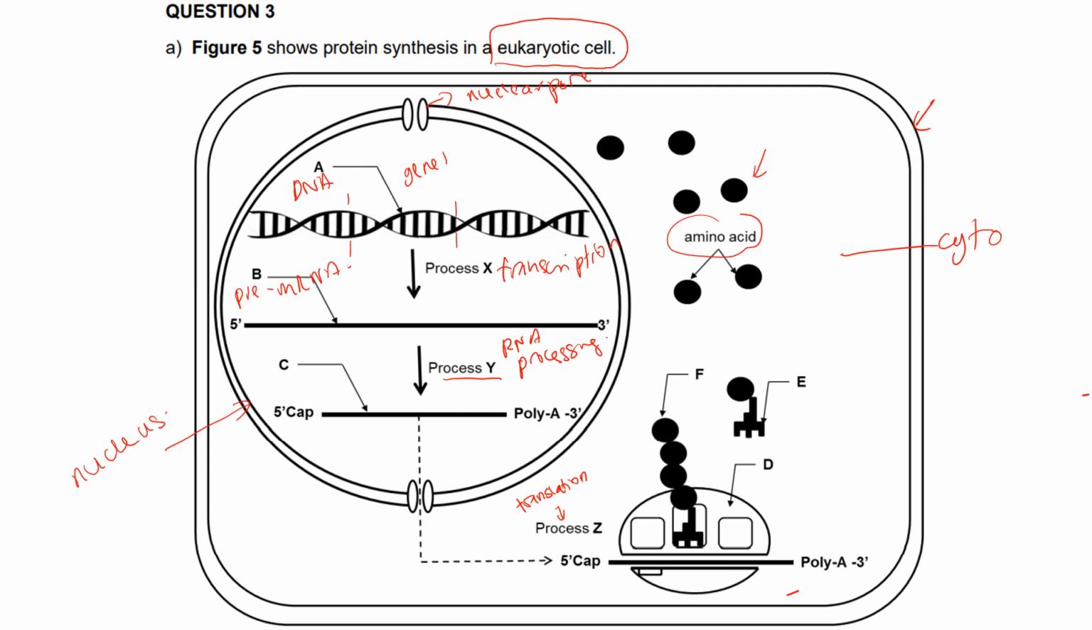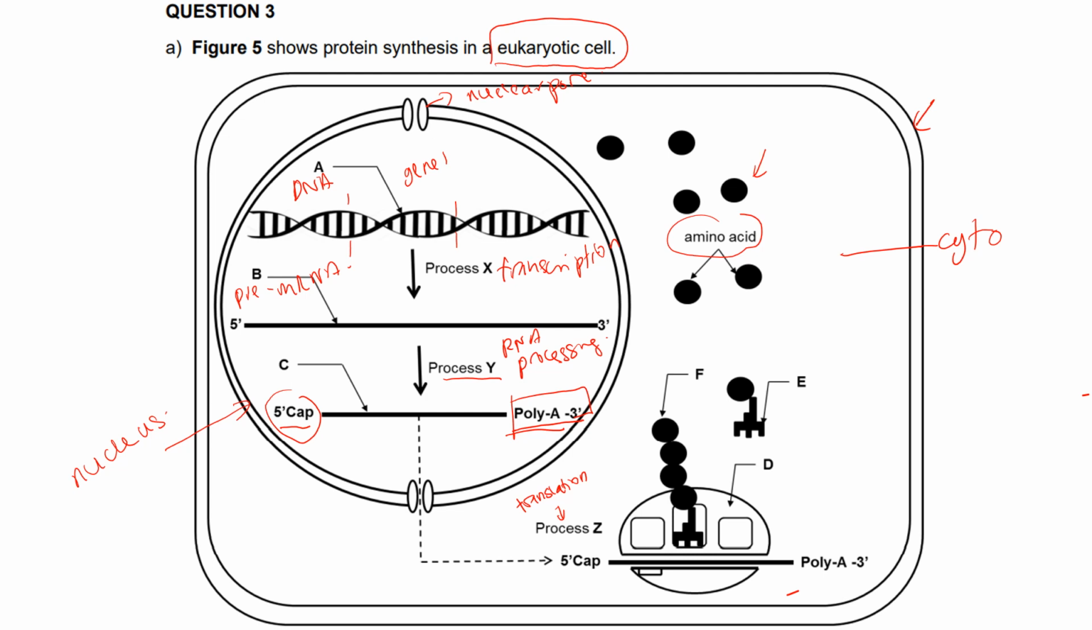The process of RNA processing has two major stages. The first one is the addition of the two ends. At the 5' end you will add a modified guanosine, which is the 5' cap, and at the 3' end you will add a poly A tail. One of the significances of this process is to protect the mRNA molecule once it enters the cytoplasm, from being hydrolyzed by enzymes within the cytoplasm.